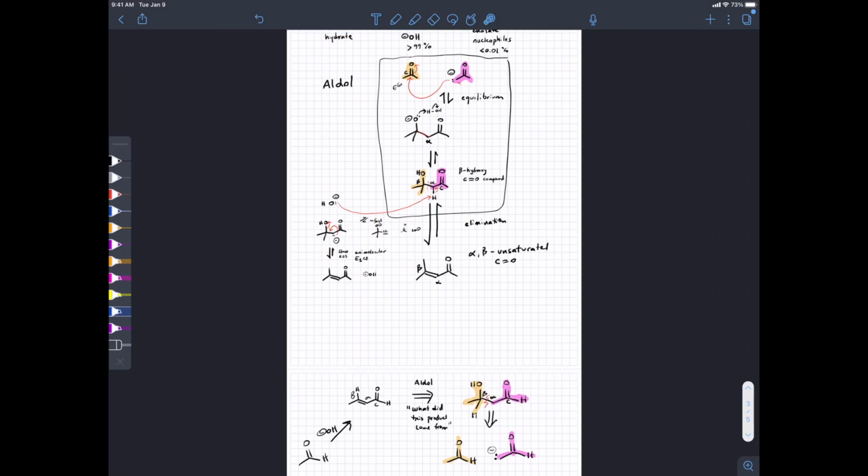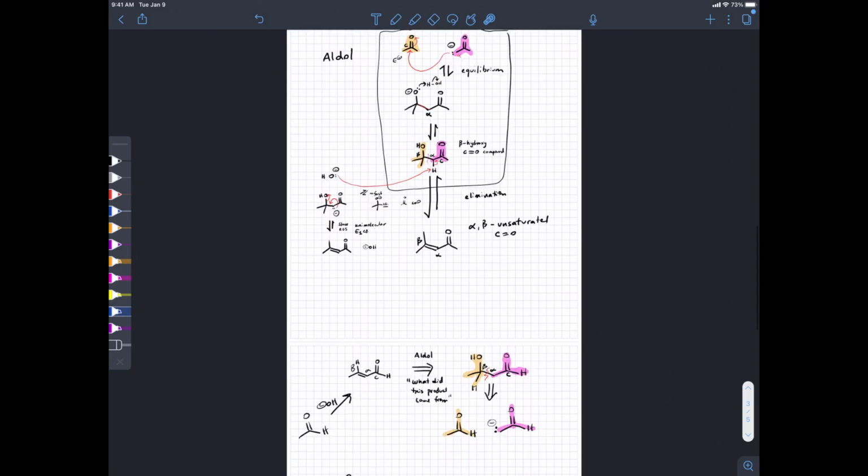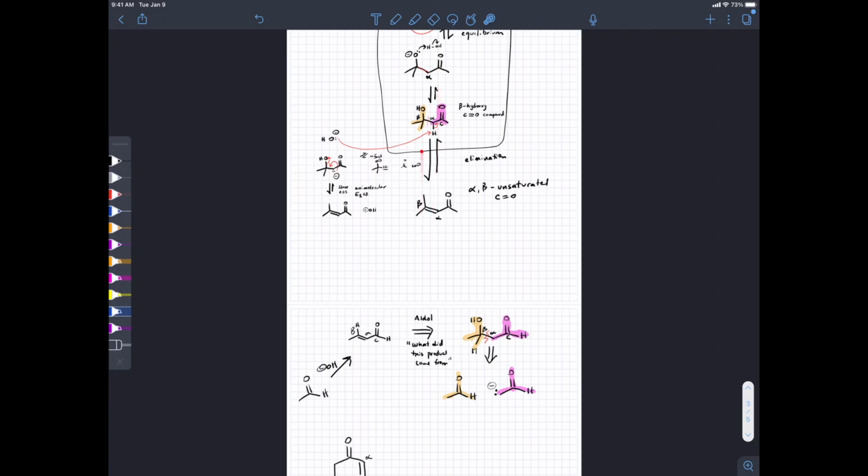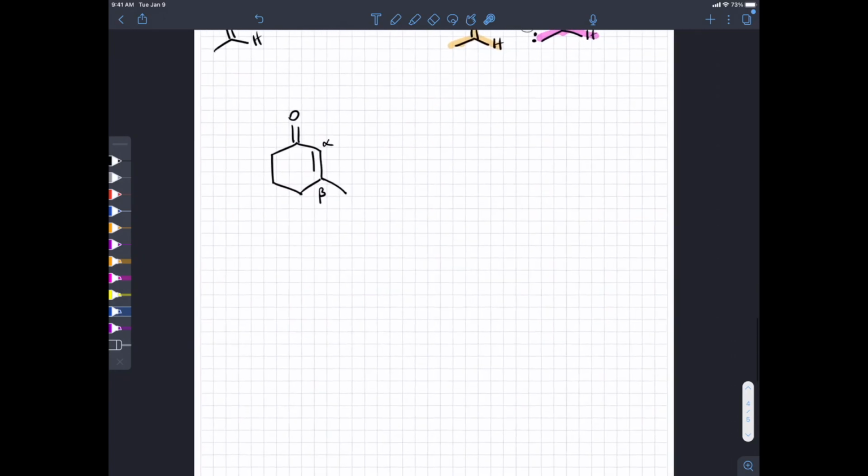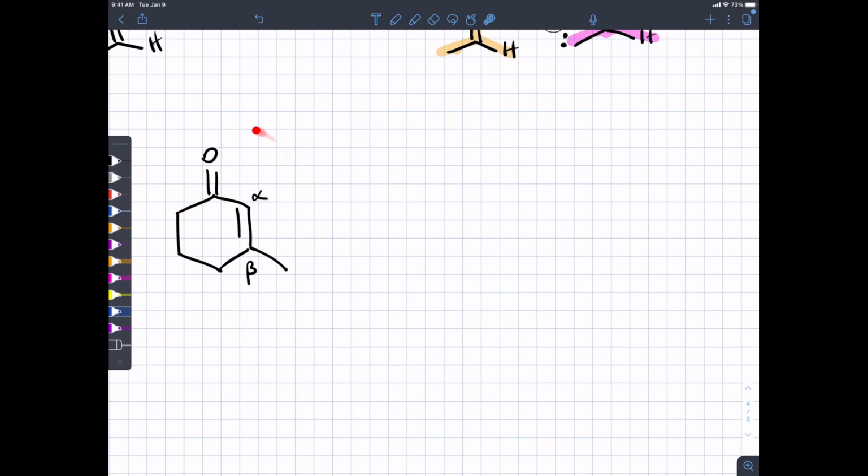Before, with enolate alkylation, making the enolate was in equilibrium, but once we added the alkyl halide, that broke up the equilibrium and we were done. With the aldol, once we make product, we can go back to starting materials as many times as we want. So, work on this, figure out what the starting material was, and draw the mechanism. And I'll see you next time.